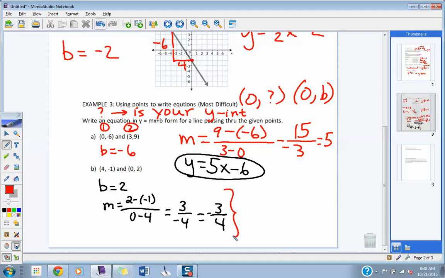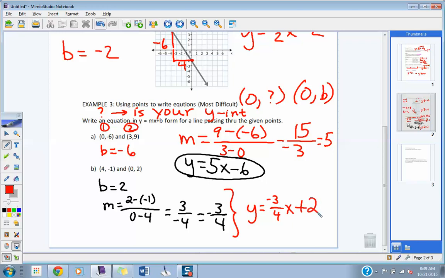Anybody have a solution here? What's the y-intercept in this situation, kids? 2. What's the slope in this situation? What did you guys get for slope? Negative 3/4. You bet. The 2 minus the negative 1, 3 up top, and then 0 minus 4, the x2 minus the x1 on the bottom. I end up with that. So this is what I came up with. You tell me if I'm right: negative 3/4 x plus 2. Is that what you guys came up with there?